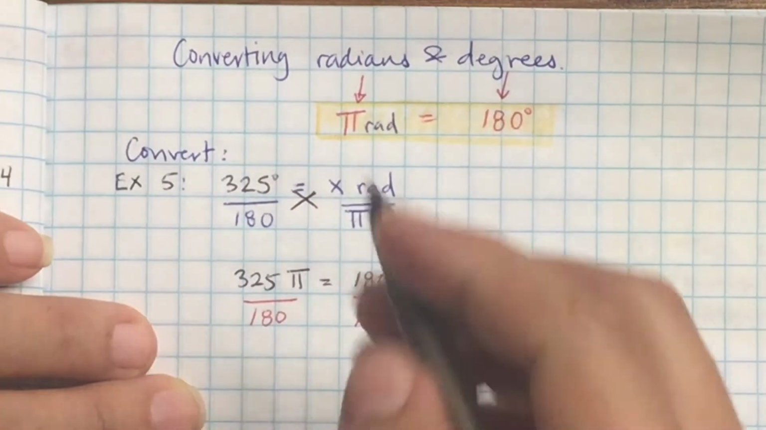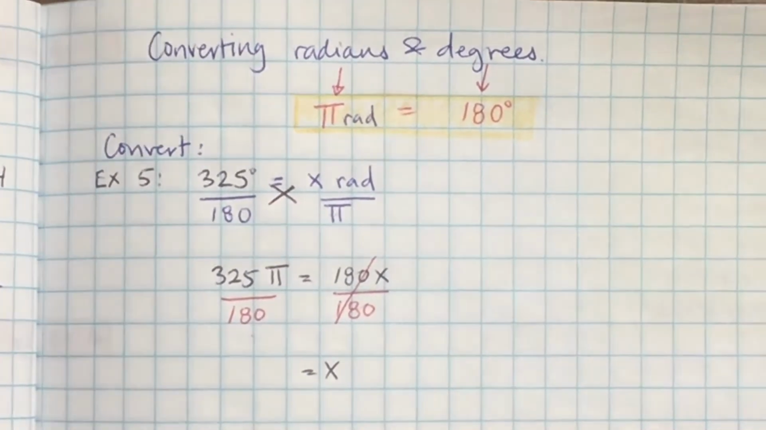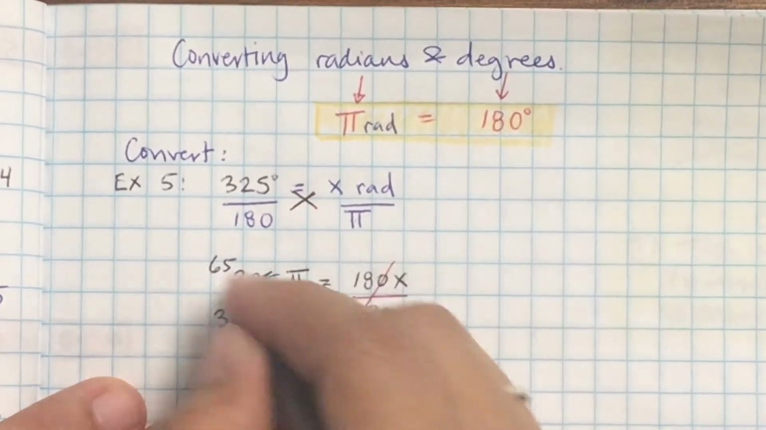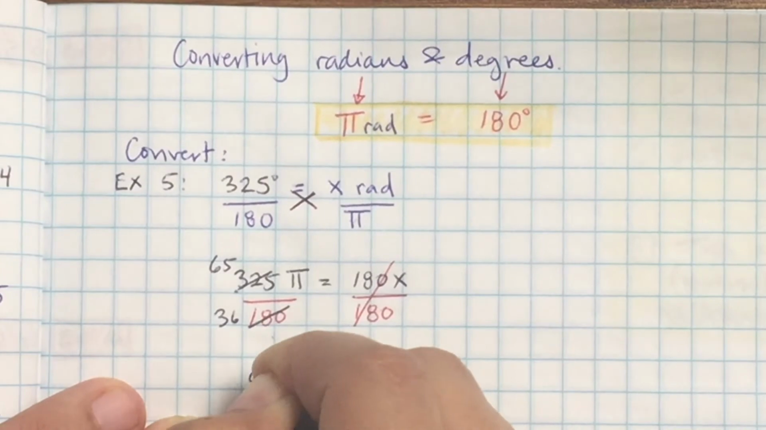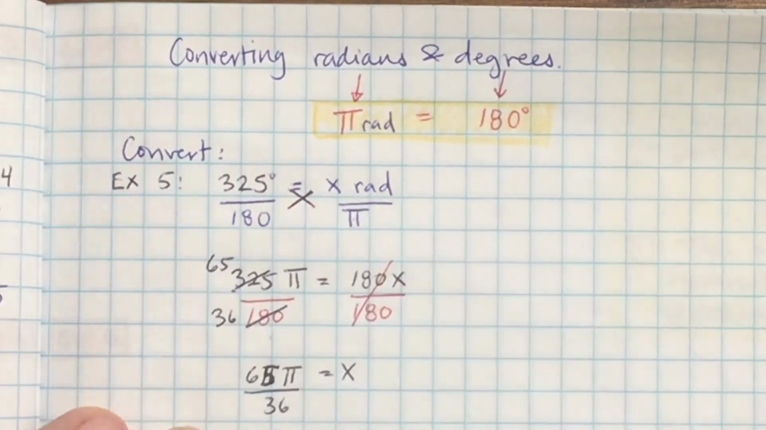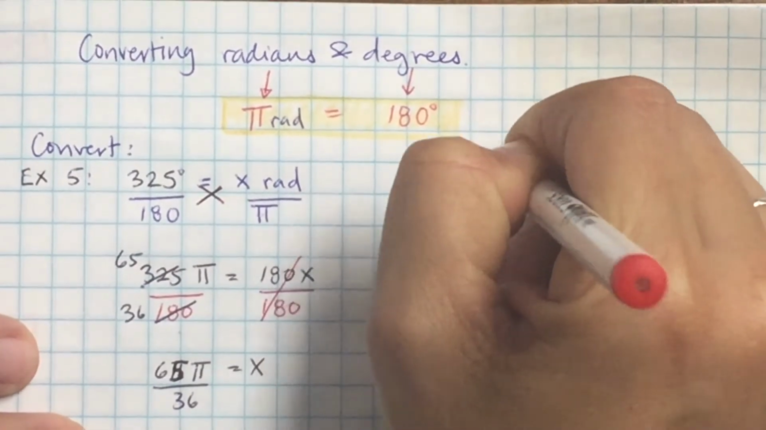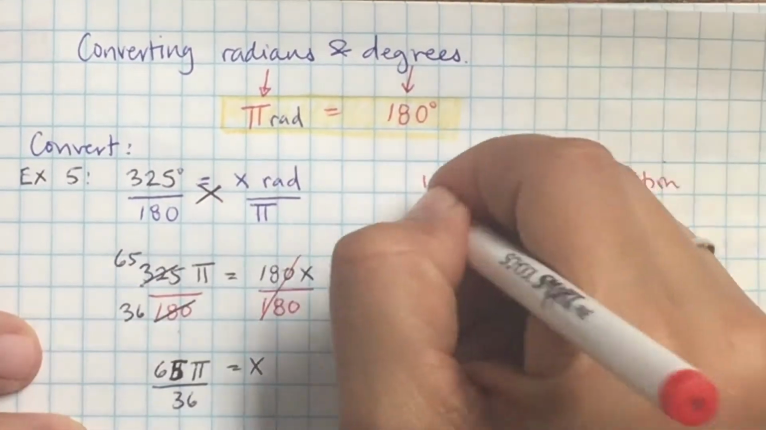And all I'm going to do is simplify. What goes into 325 and 180? 5 goes into both: 65 times and 36 times. And so x is 65 pi over 36. So 325 degrees, that's what it is in radians. So first thing you do is set up the proportion. Number 2, cross multiply and divide. And number 3, simplify.